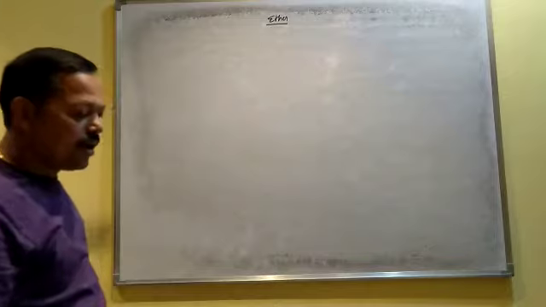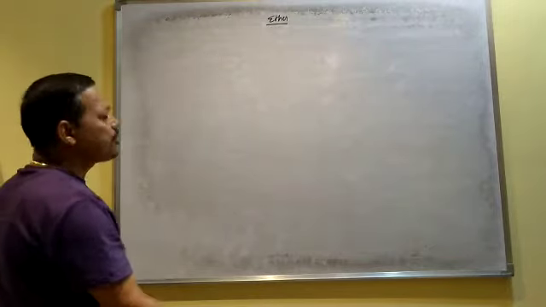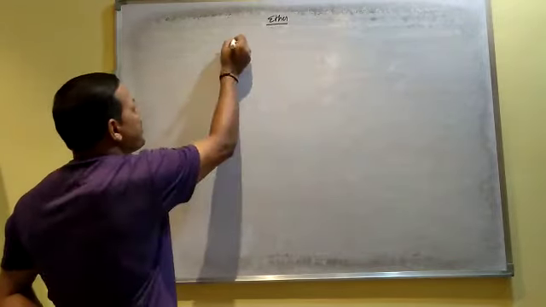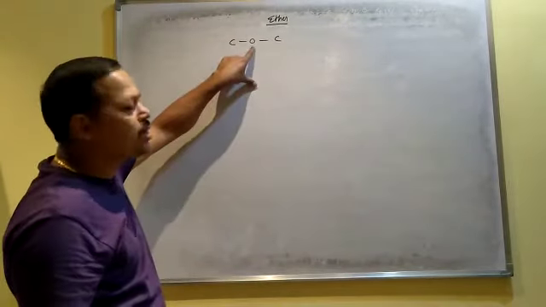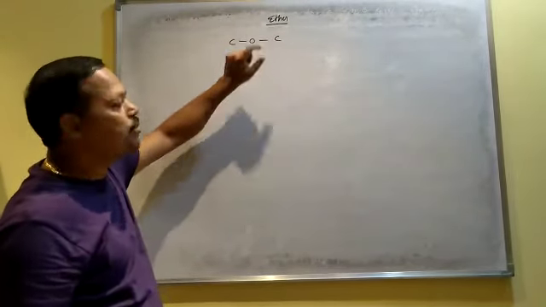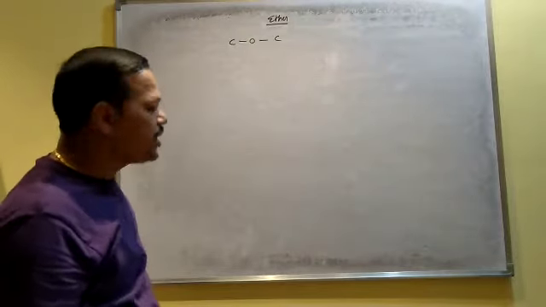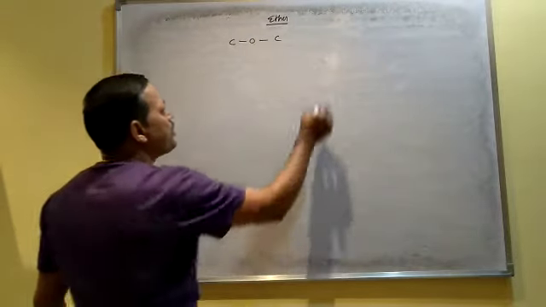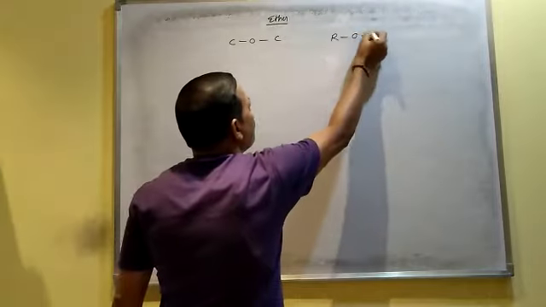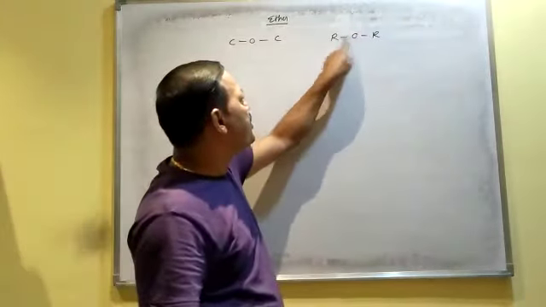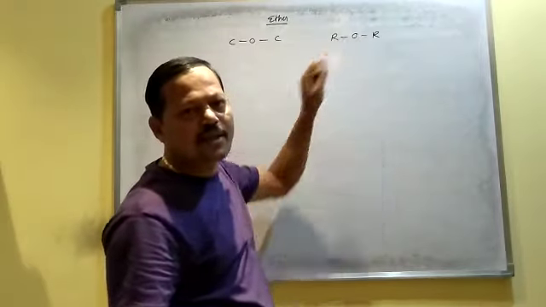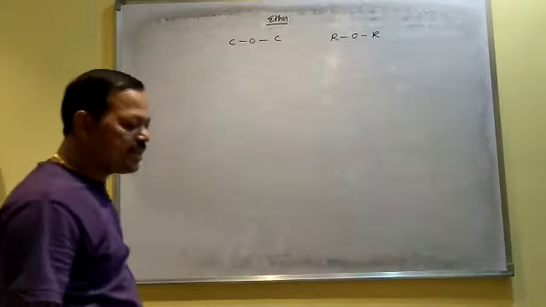Ether means the organic compound which contains C-O-C as the functional group. I mean, it should contain one oxygen, and on both sides it should contain carbon. Then that type of compounds are called ether. And the general formula of ether is written as ROR, like this. These are alkyl groups, and in between the alkyl groups one oxygen should be present. Then that type of compounds are called ether.